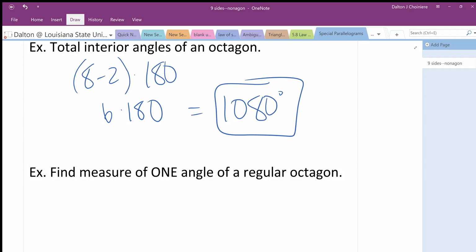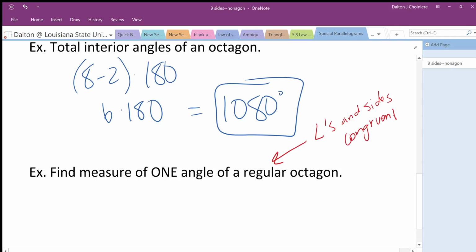Yes, and all of the... So when I say the word regular, it means all angles and sides congruent to each other. So particularly, what is a great example of a regular octagon in everyday life?